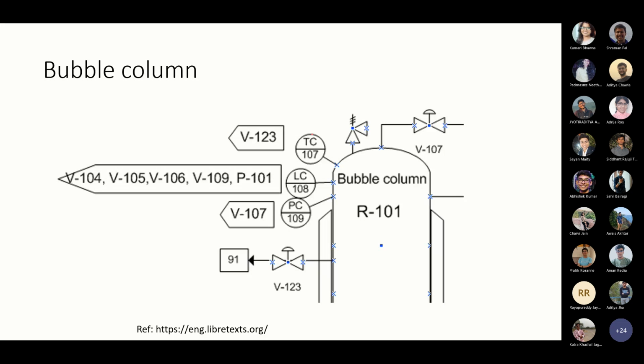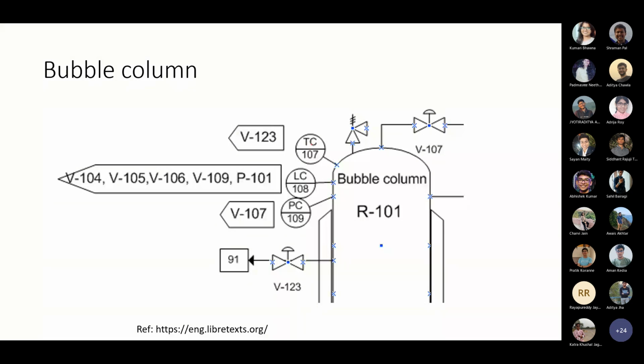So this is a typical P&ID diagram of a bubble column. The bubble column has a pressure relief valve, a control valve, and a jacketed vessel, and whatever fluid goes inside the bubble column is going to process 91, and control 123 is operated. It has a pressure controller, level controller, and temperature controller. TC means temperature controller, LC means level controller, PC means pressure controller.